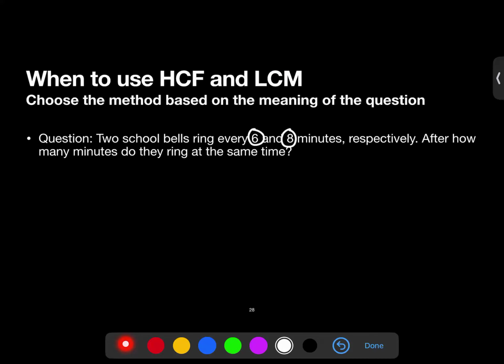So for example, let's do the multiples of 6. We start with times 1, right? So 6 times 1 is 6. What is the next multiple? 12, 18, 24, 30, 36. Okay, so this should be good. Now we'll do multiples of 8.